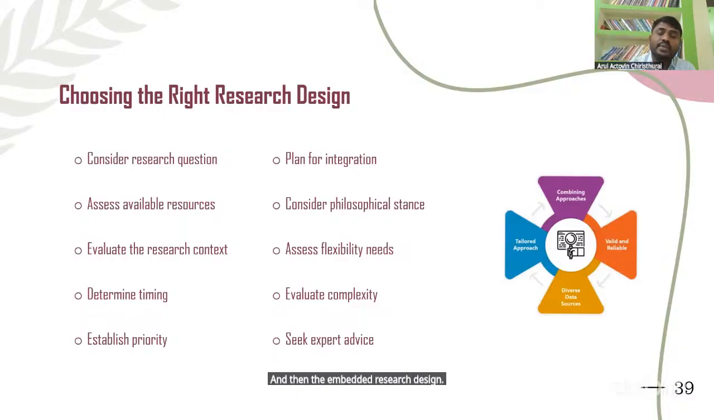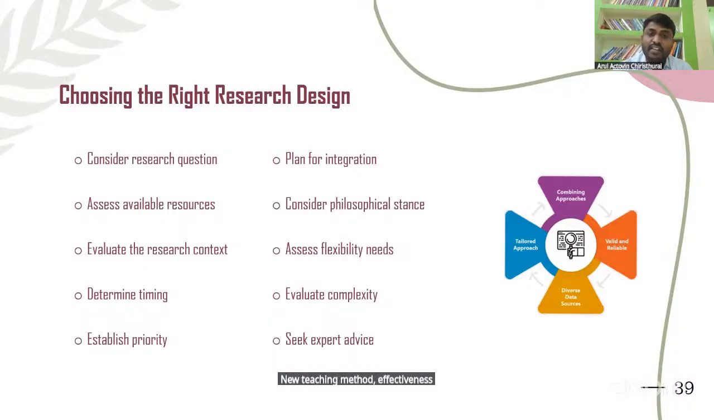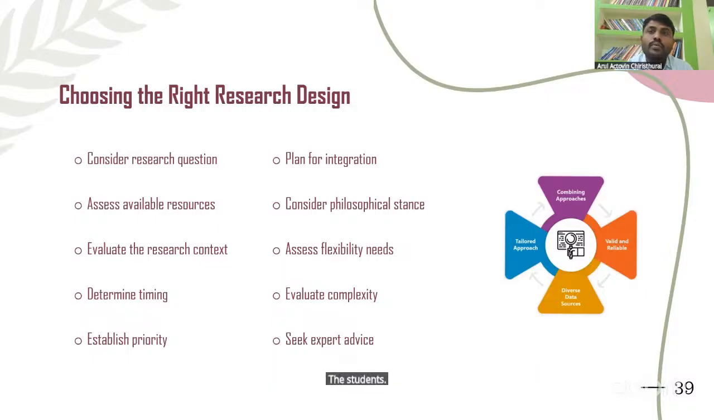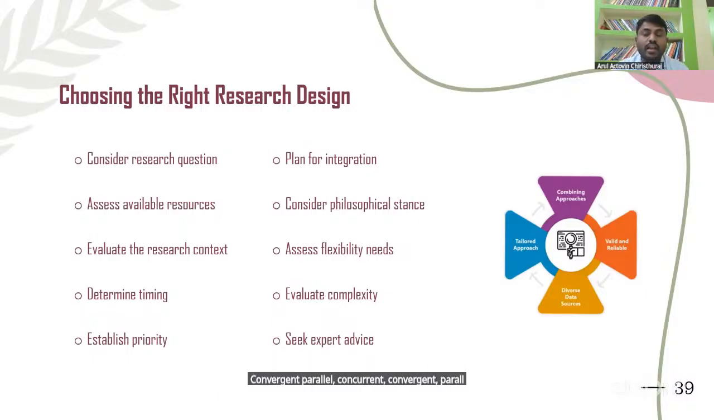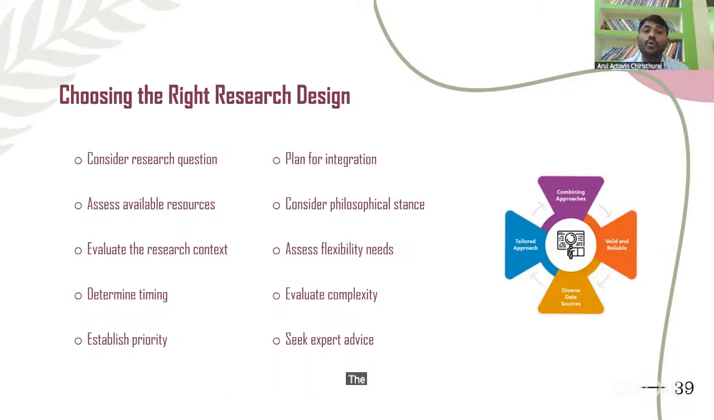And then the embedded research design. See, for the example which I gave here, the effectiveness of a new teaching method, you are collecting data from the students, and we are also observing them. So the participants remain the same. So I just wanted to clarify here: for the convergent parallel design, explanatory sequential design and embedded design, the participants for both quantitative and qualitative can be the same. But where it can be different is exploratory sequential.